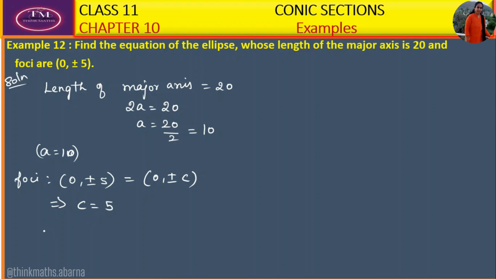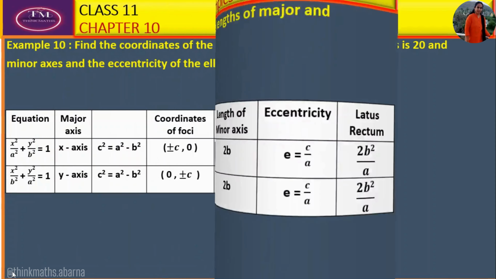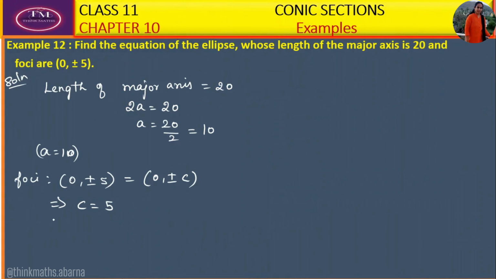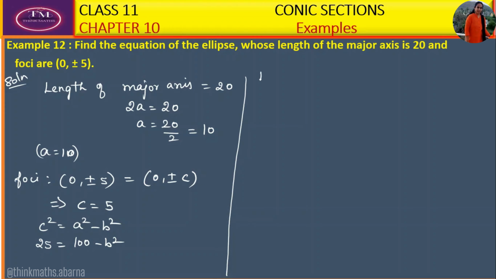Now we have to find b. So what is the formula? We already learned in the previous one: c square equal to a square minus b square. So we have to apply that. c square means 5 square, which is 25. a square means 100 minus b square. Bringing this minus b square to the left hand side, it will become plus b square. On the left hand side we have 100. Bring this 25 to the right hand side, it will become minus 25. So b square will be equal to 75.